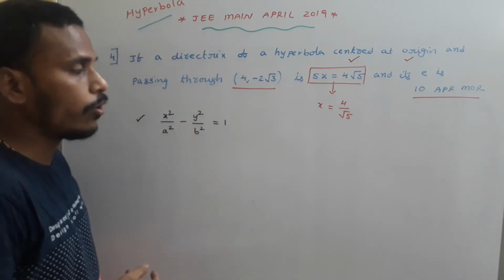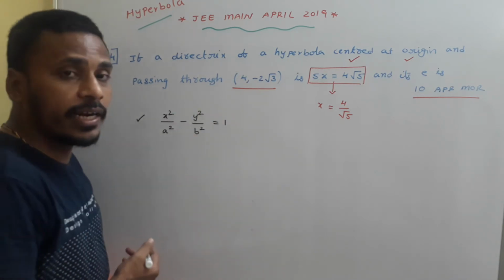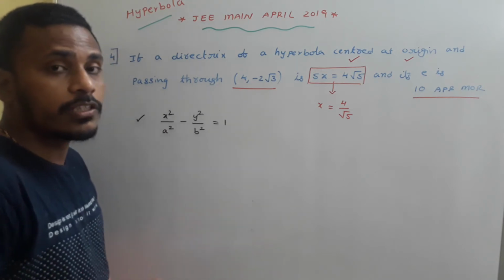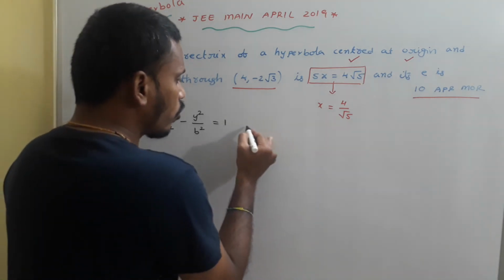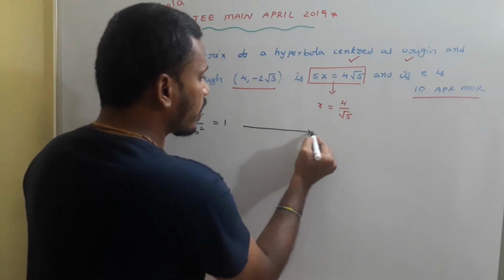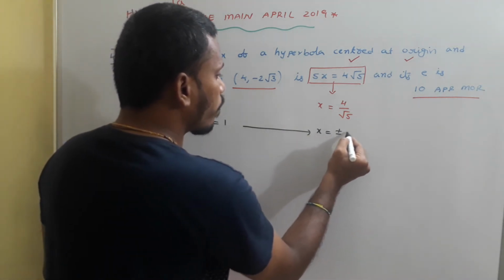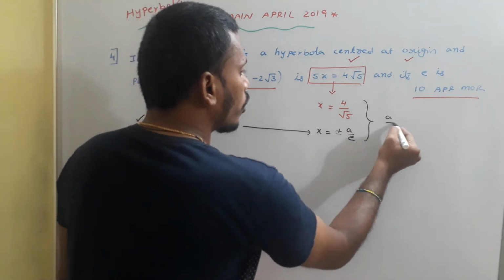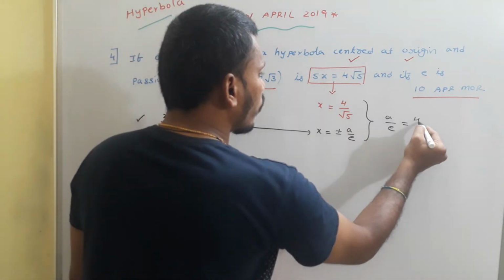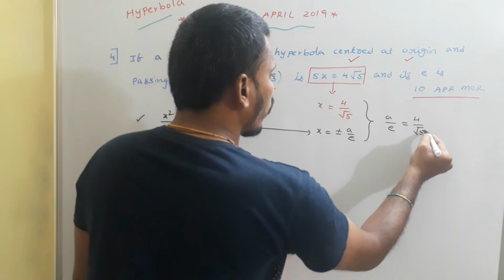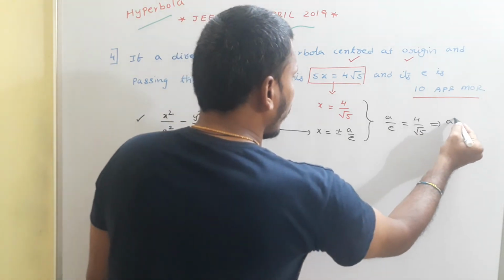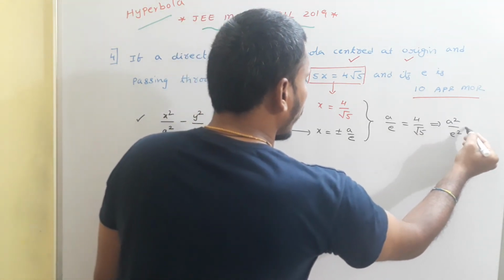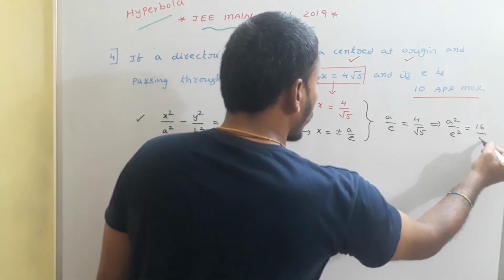Then for this hyperbola, what is the equation of directrix? x is equal to plus or minus a by e. So for this, the usual directrix equations are x equals plus or minus a by e. When you compare these two, you will get a by e is equal to 4 by root 5, and if you square, a square by e square is equal to 16 by 5.